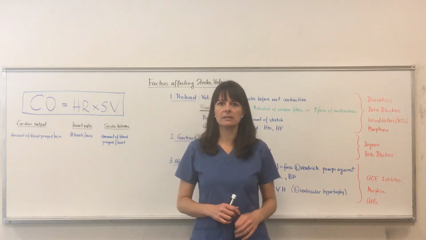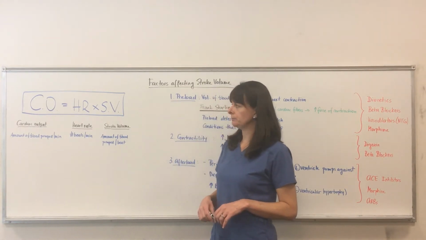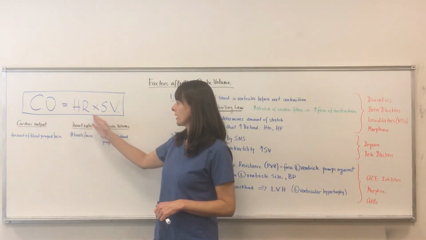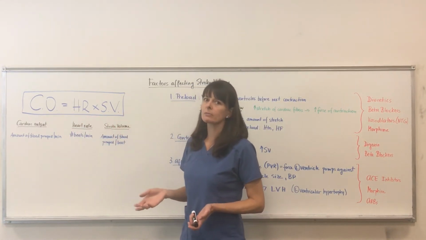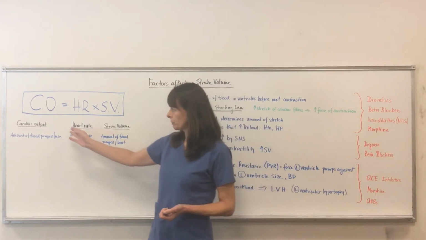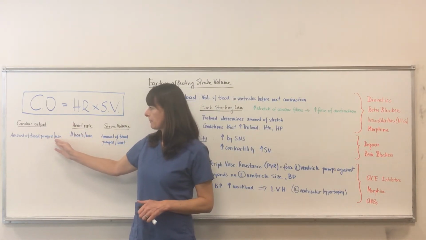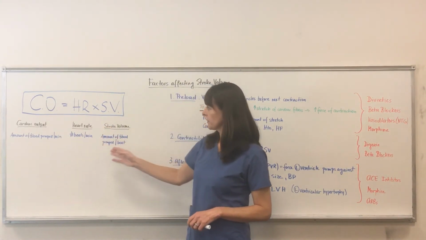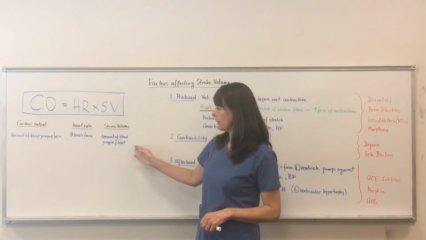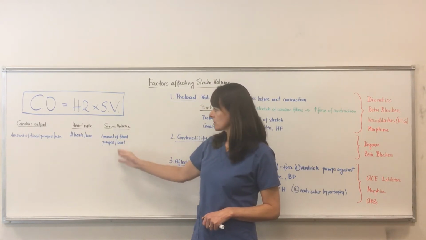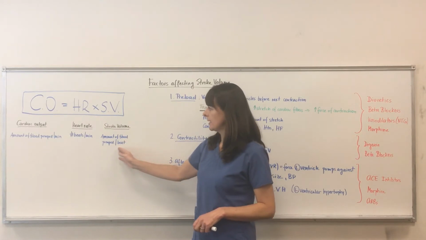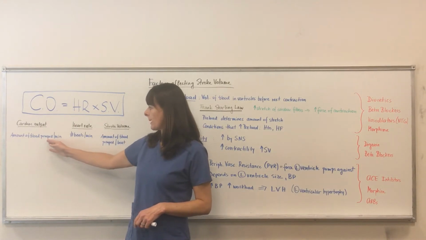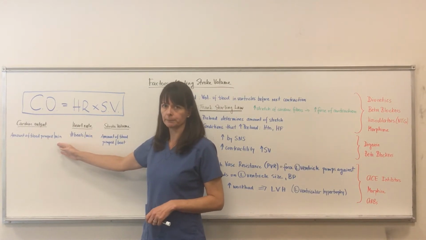And we'll start by looking at this very basic formula here. So cardiac output equals heart rate times stroke volume. But what does that really mean? So cardiac output is the amount of blood that is pumped per minute, where the heart rate is the number of beats per minute, and the stroke volume is the amount of blood pumped with each beat. So the amount of blood pumped with each beat times the number of beats per minute gives us the amount of blood that is pumped every minute throughout the body.